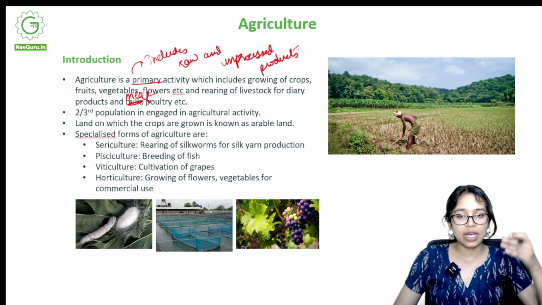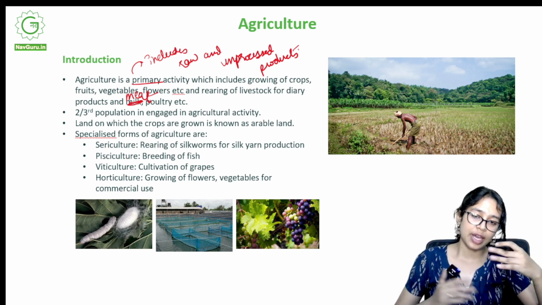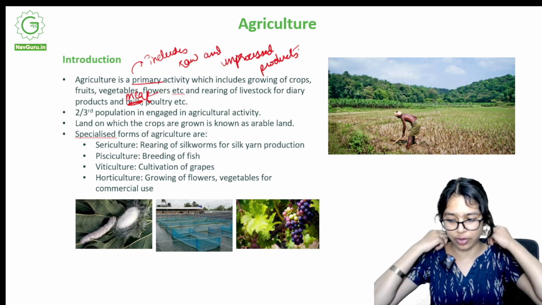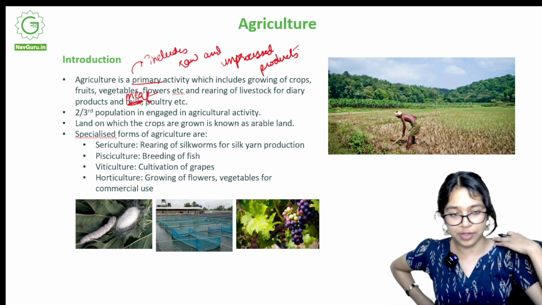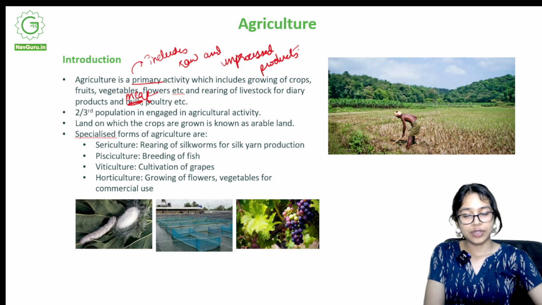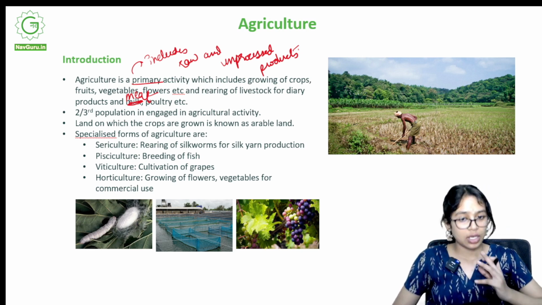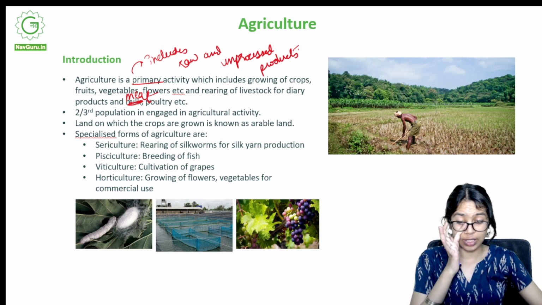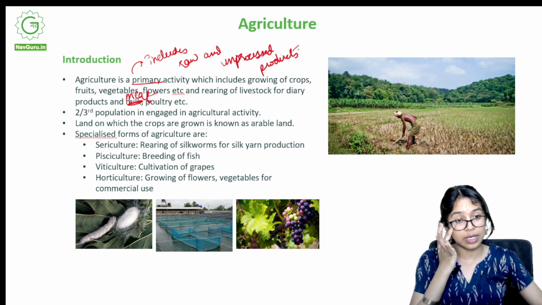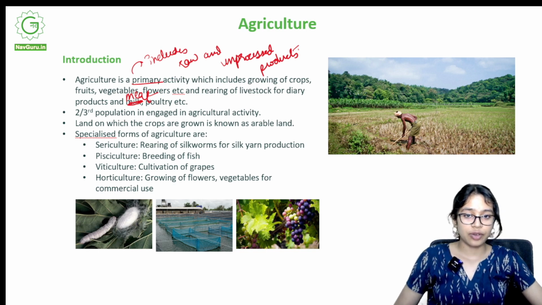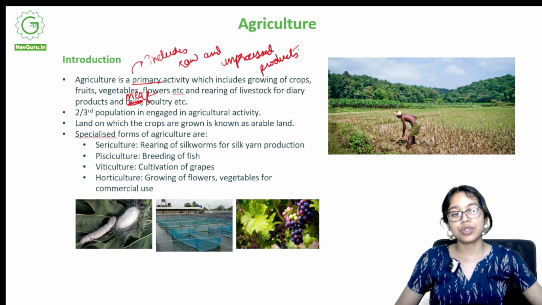So that is how, in nets and all of that, fishes are bred and later used mostly for the purpose of eating. Yes, viticulture, which is cultivation of grapes. Cultivation of grapes is known as viticulture, and the place where grapes are grown is known as a vineyard. So, horticulture, growing of flowers, vegetables for commercial use.